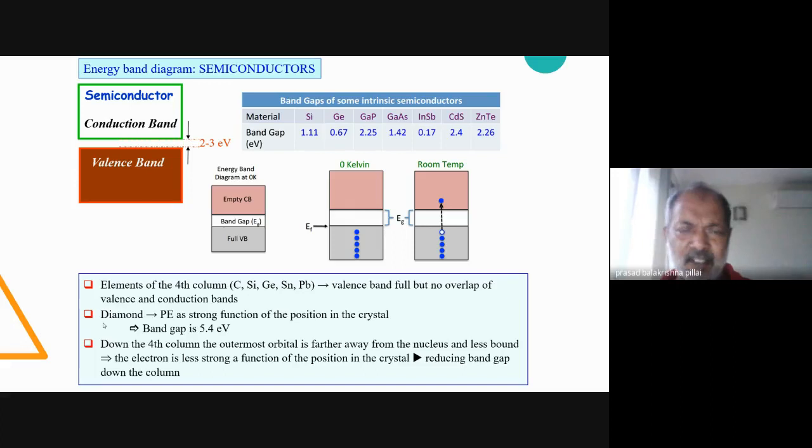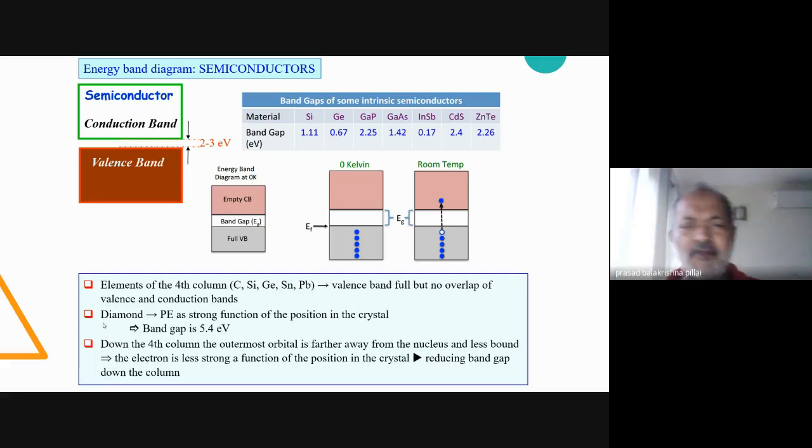You can see that they are all from the same group of the periodic table: silicon, germanium, carbon. But its band gap is 5.4 electron volts or so, whereas silicon shows a band gap of 1.1, and germanium shows around 0.6 or so. And others have higher, like gallium phosphide, gallium arsenide, etc. Indium antimonide, etc. has lower band gap than even germanium. But these are some of the semiconductors which we very often come across. So they have a different band gap.